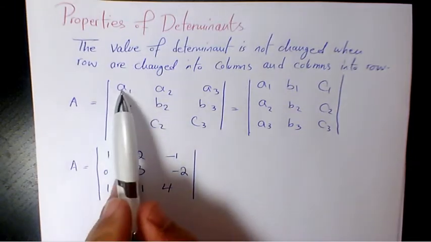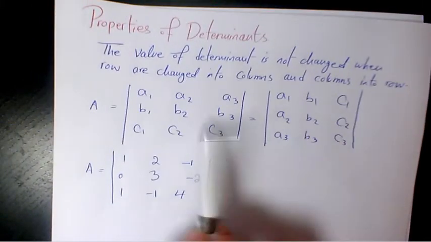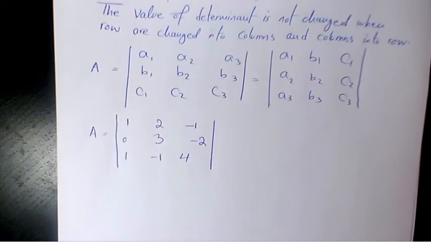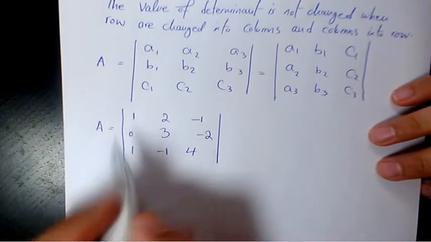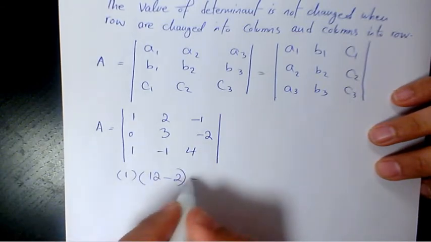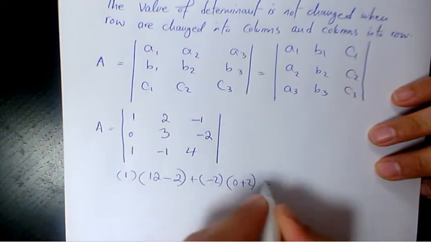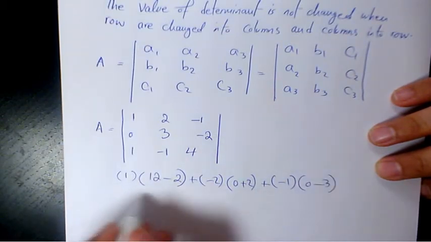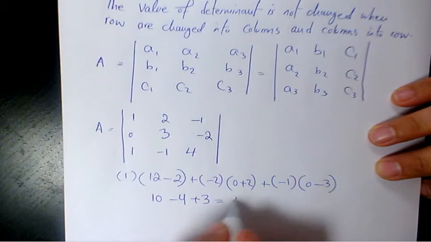As you see here, we have rows like A's, B's, and C's, and then we have A's, B's, and C's. The determinant of these two matrices has to be the same. Let's find out using this matrix in here. So we need to find out the determinant of this 3 by 3 matrix. That's going to be 1 times 3 times 4, 12, minus 2 plus negative 2 times 0 plus 2 plus negative times negative 1 times 0 minus 3. That's going to be 10 minus 4 plus 3. That's going to be 9.